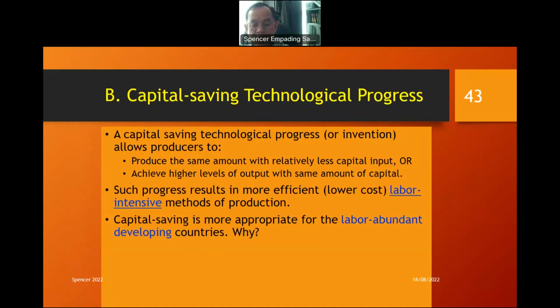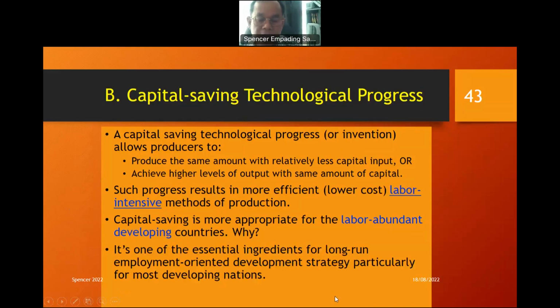This is more appropriate for the labor abundant developing countries. The reason for this is because they have so many people unemployed, so much workforce and so on. So if you follow the Western or developed countries' model using labor saving, then the problem of unemployment will continue in these countries. So to solve the problem of unemployment, capital saving technology is more appropriate. It is one of the essential ingredients for a long-run employment oriented development strategy, which is suitable for most developing nations with abundant supply of labor.